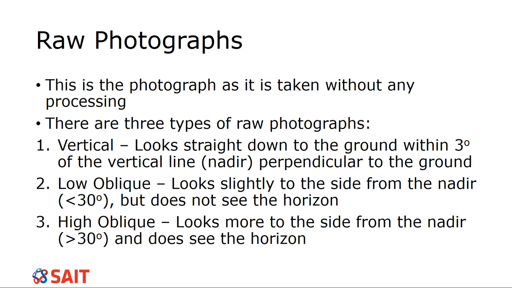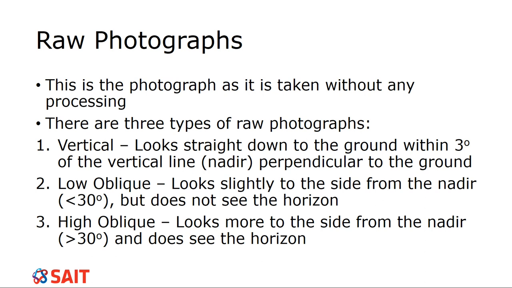That means it looks straight down within 3 degrees of the vertical line, which is also known as the nadir. Remember when I was talking about the principal point? The principal point is in the center of the aerial photo. The nadir goes straight down, perpendicular to the ground from the airplane. If we tilt the airplane just a little bit, the nadir, which is 90 degrees from the airplane, is now different from the 90 degrees of the actual film.